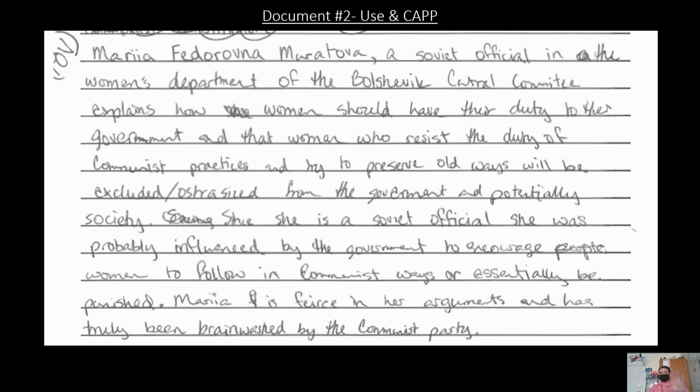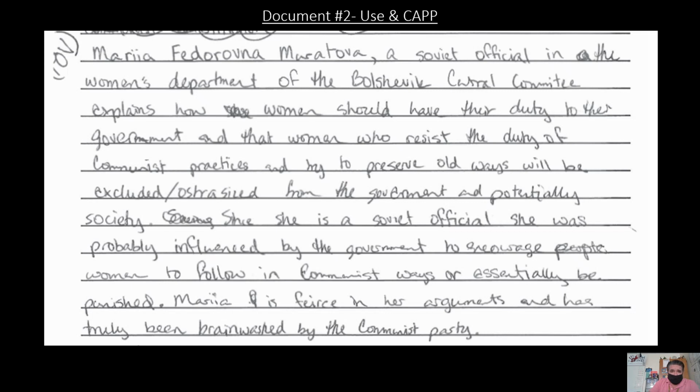Here we've got a document being used. It's document 2, and here's a good example of CAP. Somebody looked at the point of view of this document and kind of went into how this might shape what's being said. This is something a lot of people struggle with. Definitely pay attention to this.